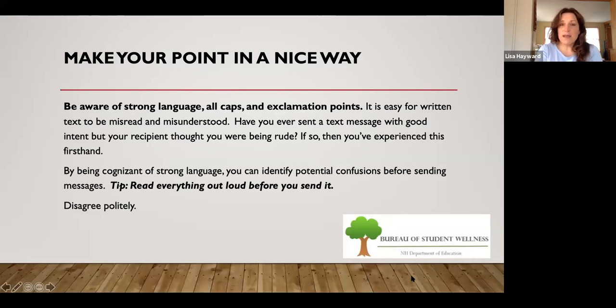Another clause: make your point in a nice way. Be aware of strong language, all caps, and exclamation points. It's easy for written text to be misread and misunderstood. Have you ever sent a text message with good intent, but your recipient thought you were being rude? If so, then you've experienced this firsthand. Be cognizant of strong language. You can identify potential confusions before sending messages. Tip: read everything out loud before you send it. Disagree politely.